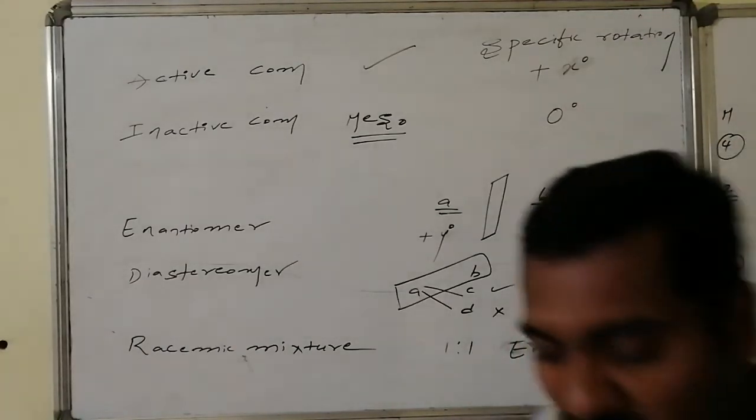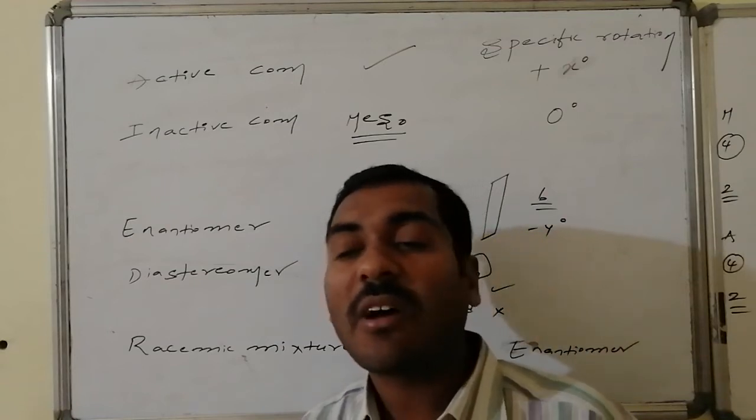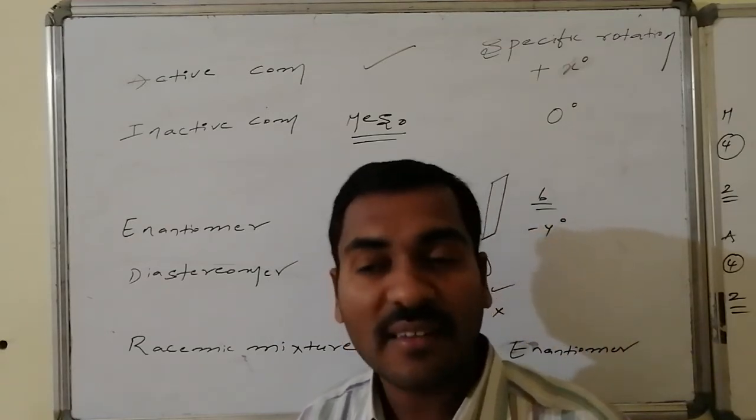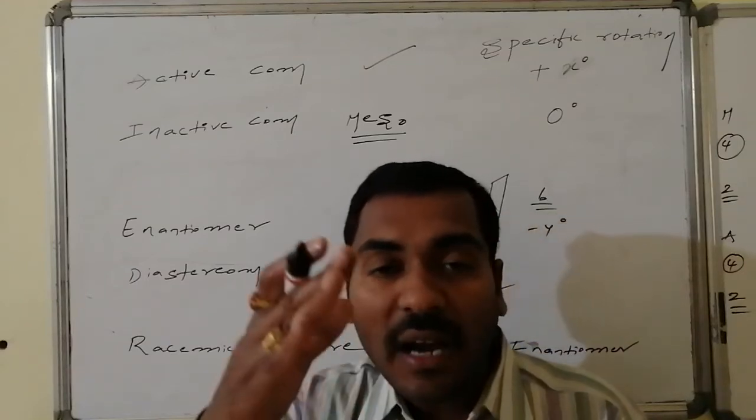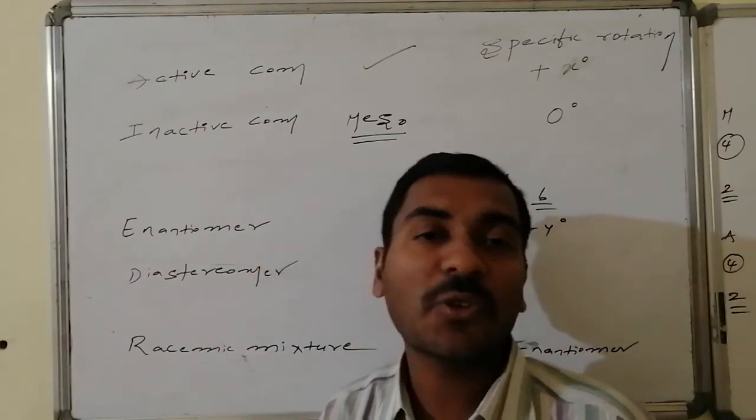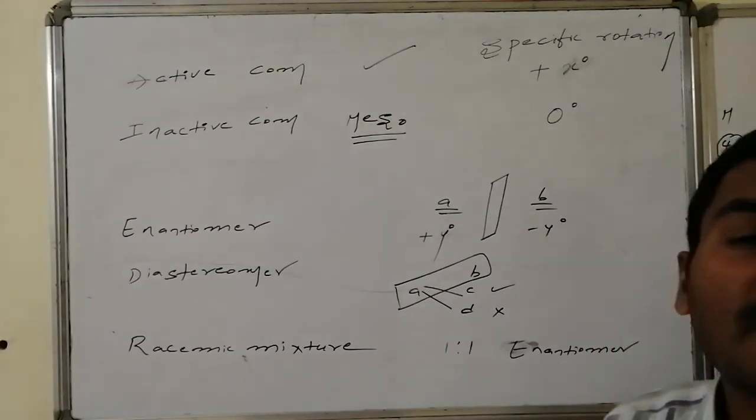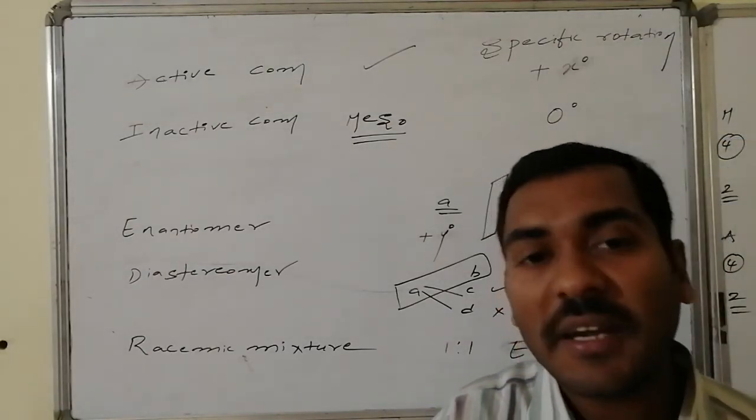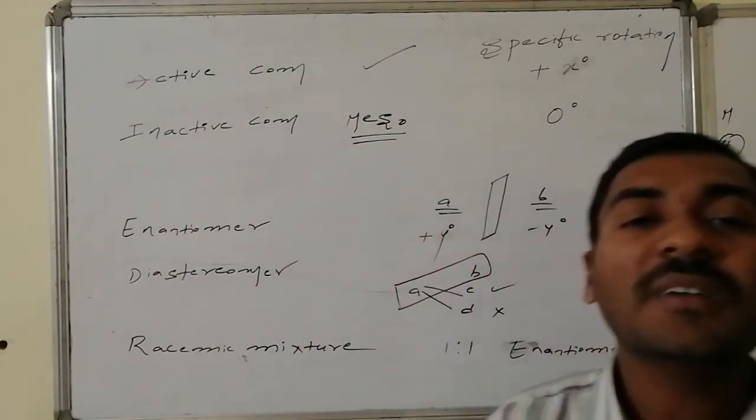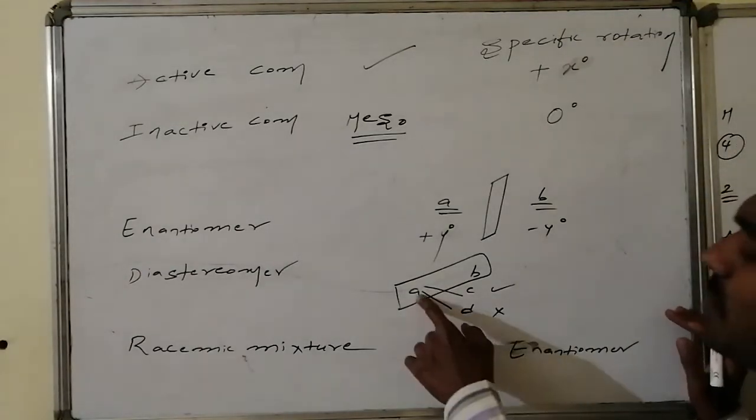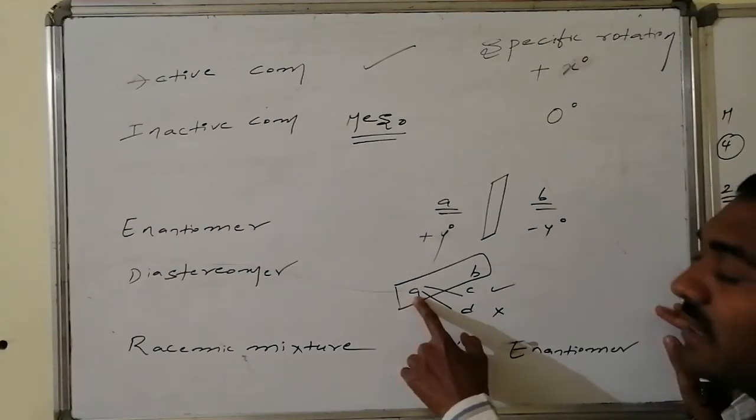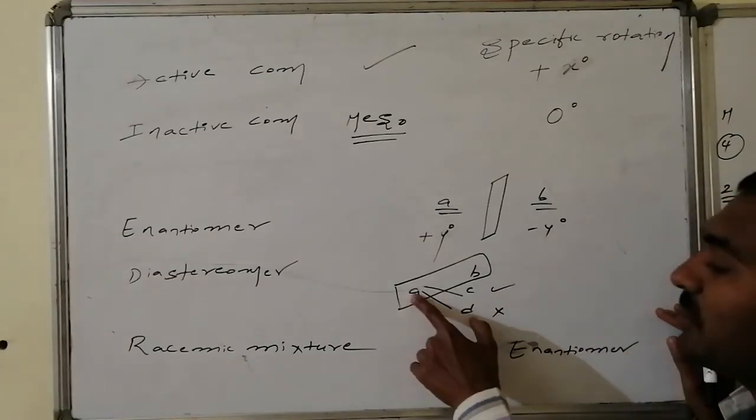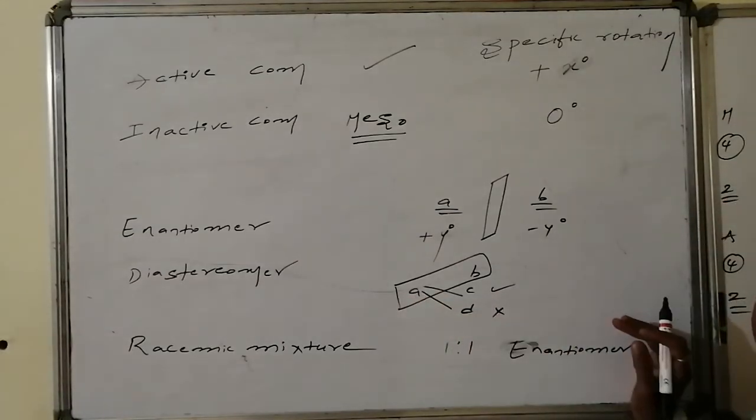So stereoisomers which are not enantiomers to one another, then with respect to one particular compound, the remaining compounds will become diastereomers to one another. Or stereoisomers which are non-enantiomers, those are known as what? Diastereomers. There may be more than one diastereomer for a particular stereo compound. Stereoisomer A has C, diastereomerism, and D, diastereomerism.